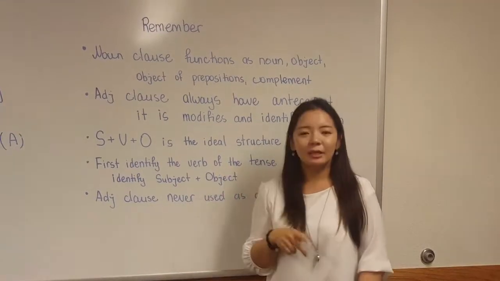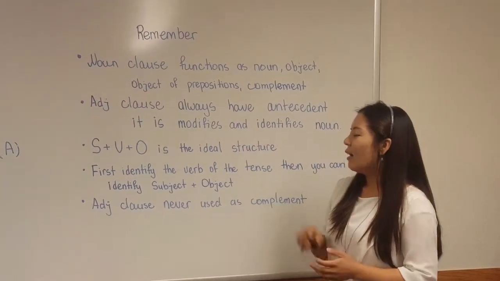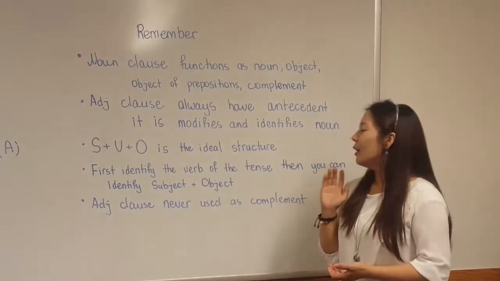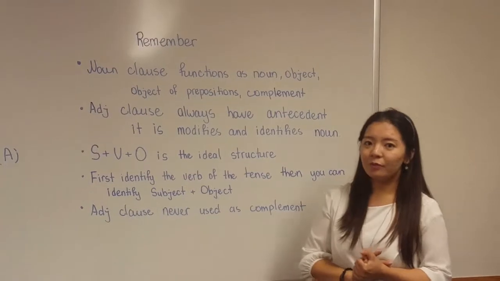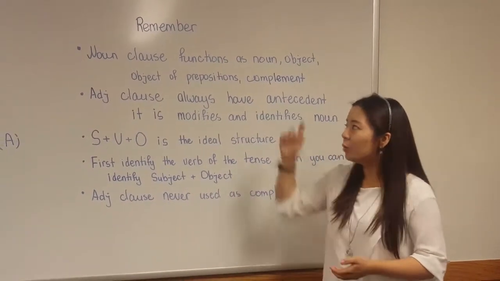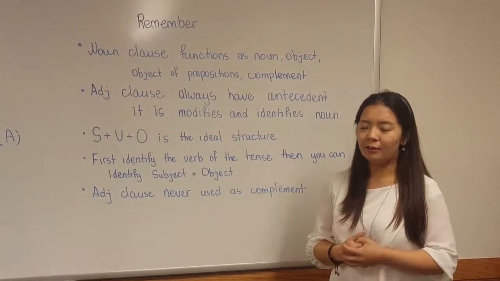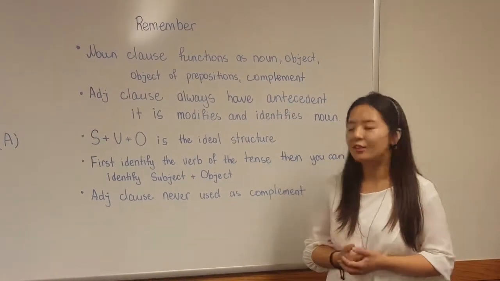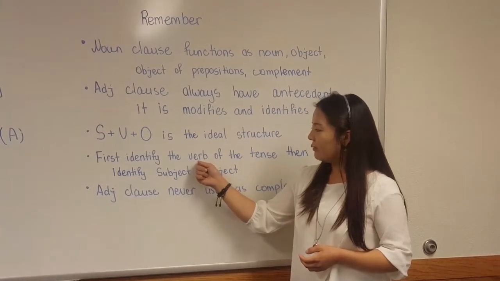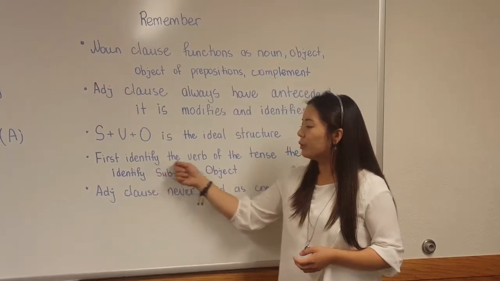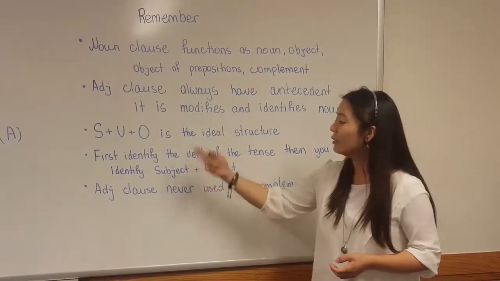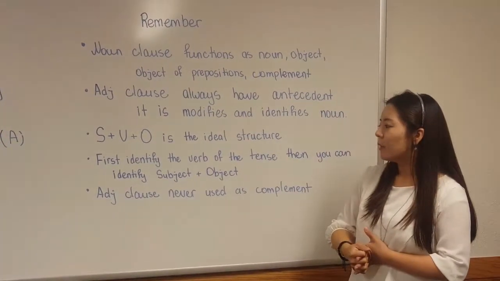And another tip that we wanted to give you is to first identify the verb and its tense. That's the first step for you to understand the sentence and even identify which clauses the sentence contains. And once you identify the verb, it's easier for you to find the subject and the object that relate to that verb.